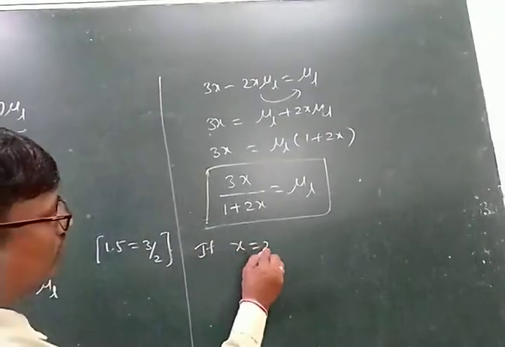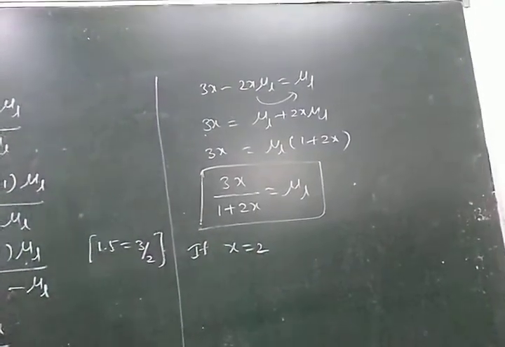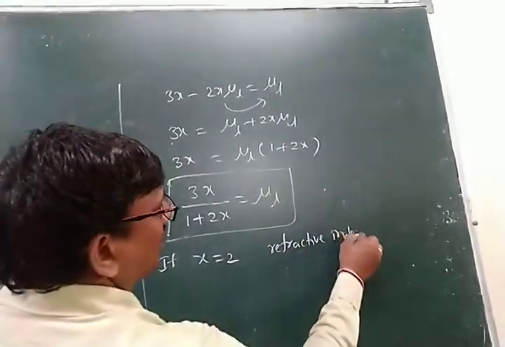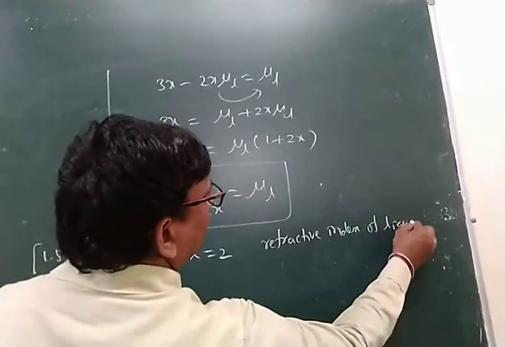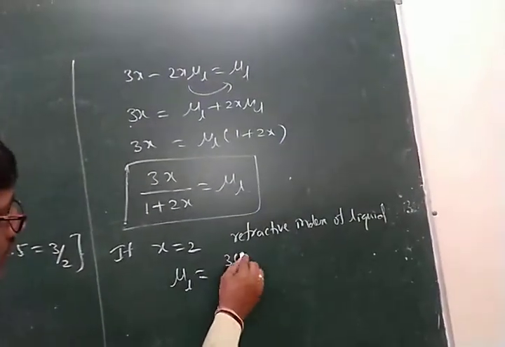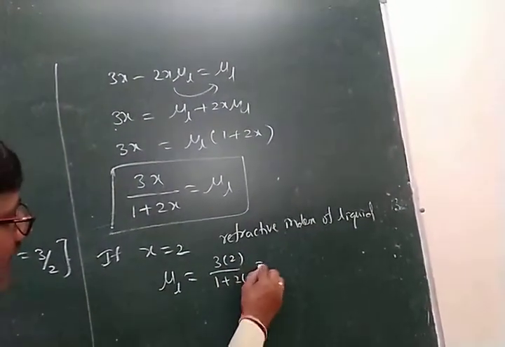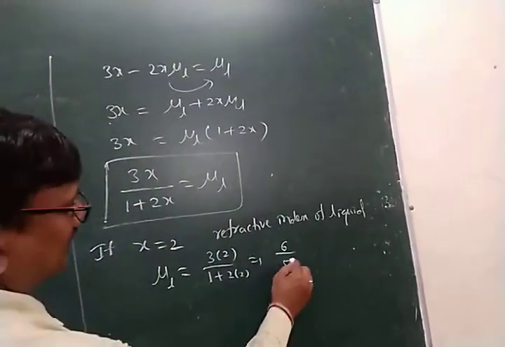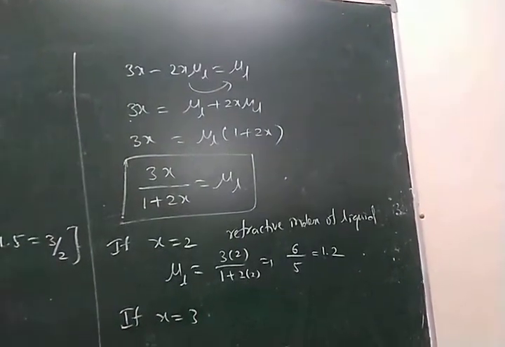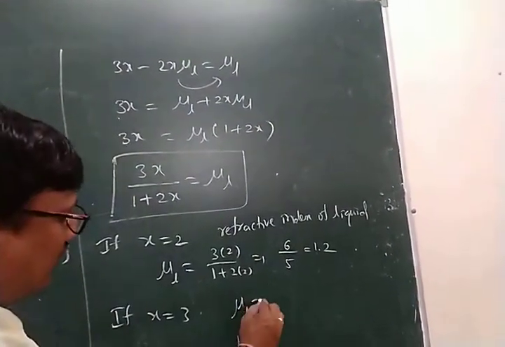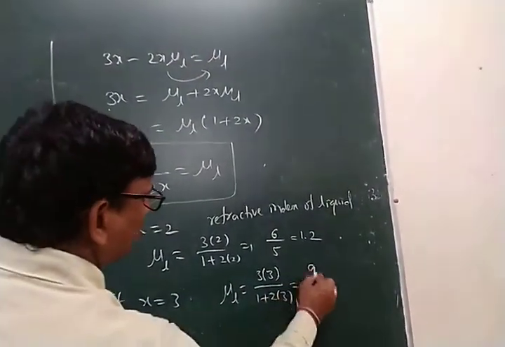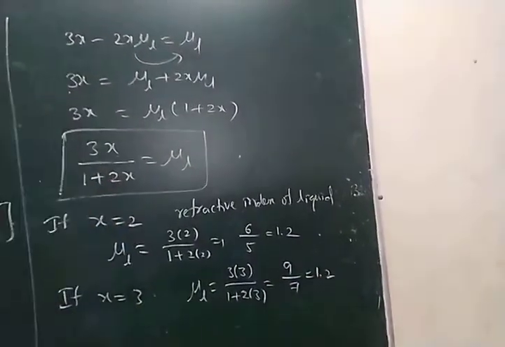If x is equal to 2, the refractive index of liquid nu L is equal to 3 into 2 by 1 plus 2 into 2, that is equal to 6 by 5, which is 1.2. If x is equal to 3, the refractive index of liquid nu L is equal to 3 into 3 by 1 plus 2 into 3, that is equal to 9 by 7, again about 1.3.